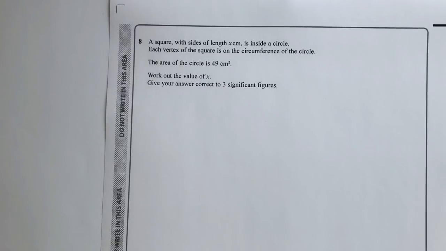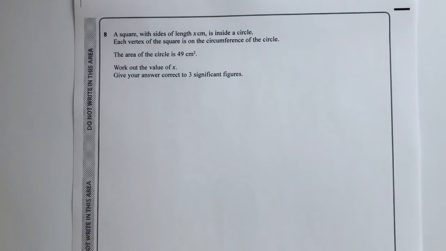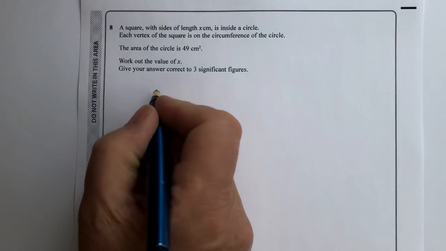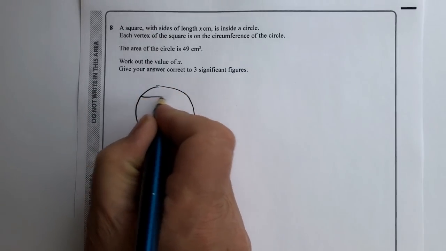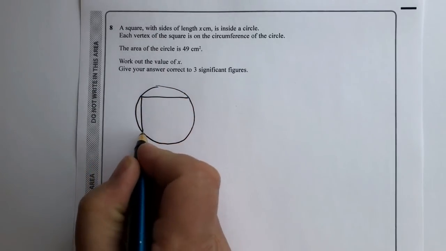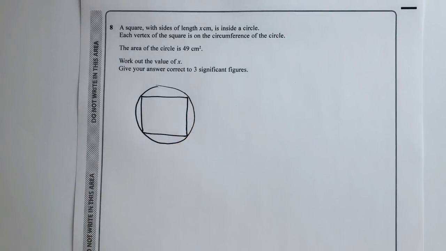So what I'm going to do is just draw that up as a quick sketch. We've got this circle, and inside this circle we've got a square, and the square has sides of length x. We're also told that the area of the circle is 49 centimeters squared. So let's just have a look at that.